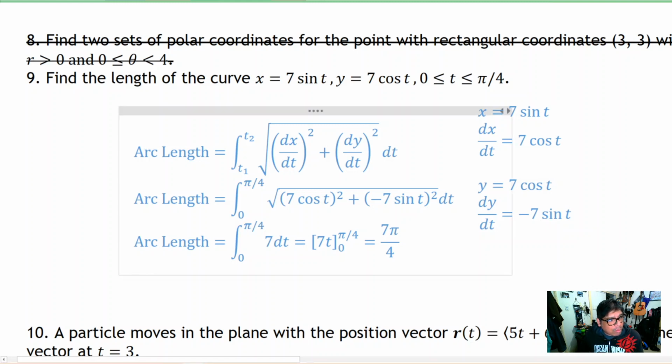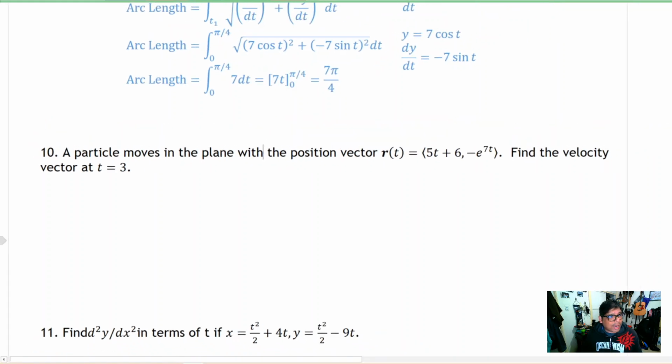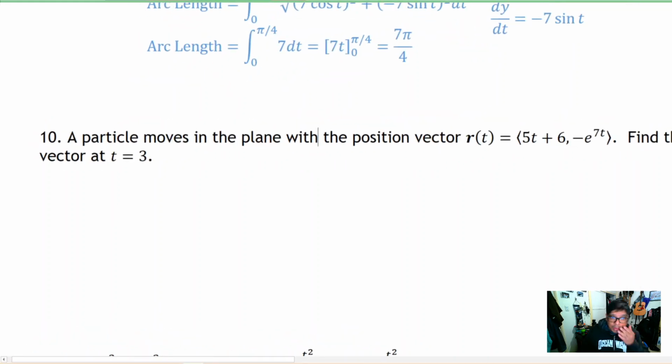And let's get one more down, number 10 here. Particle moves in a plane with position vector r of t given by 5t plus 6, e to the negative 7t. Let's find the velocity vector at t equals 3. Well, that's not that bad. Let's figure this one out.